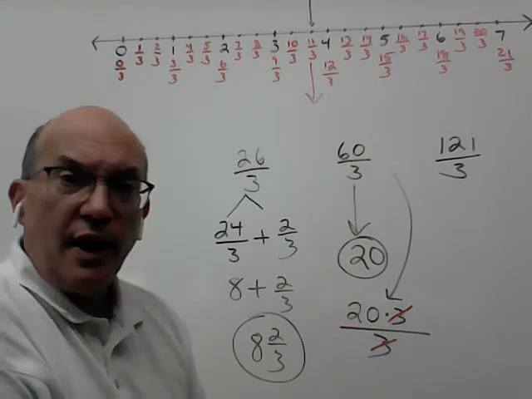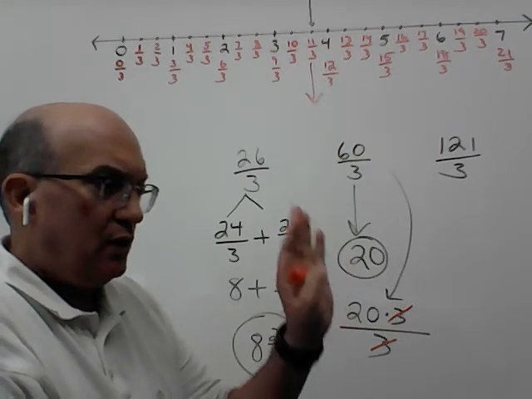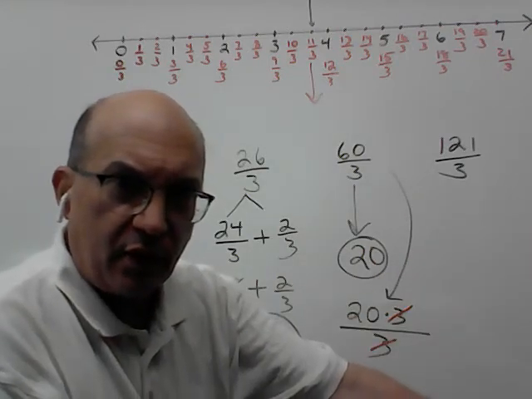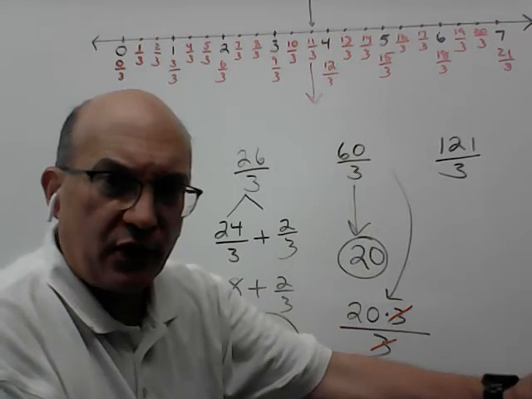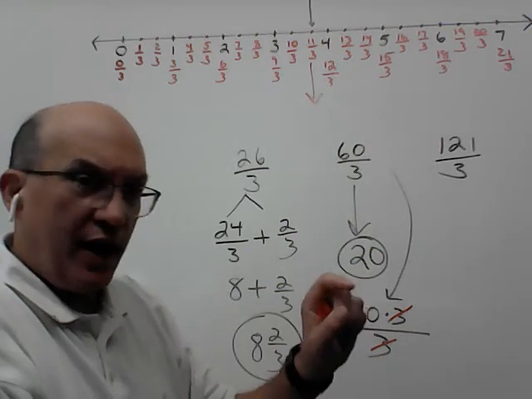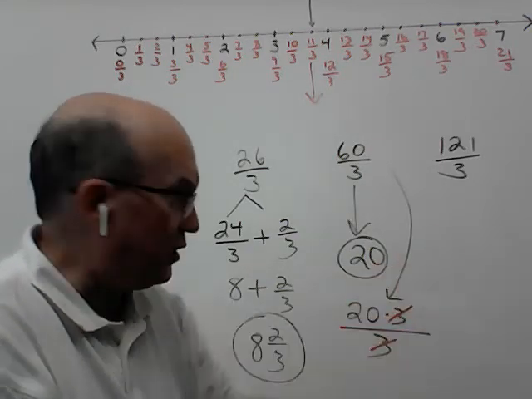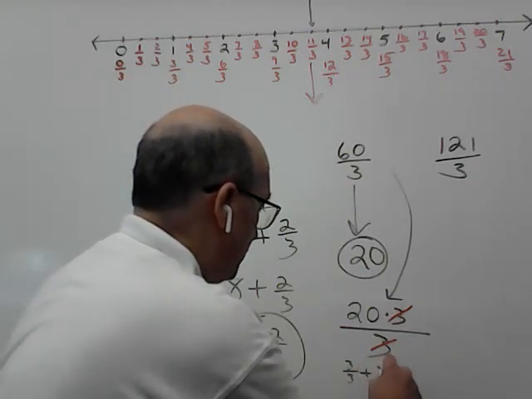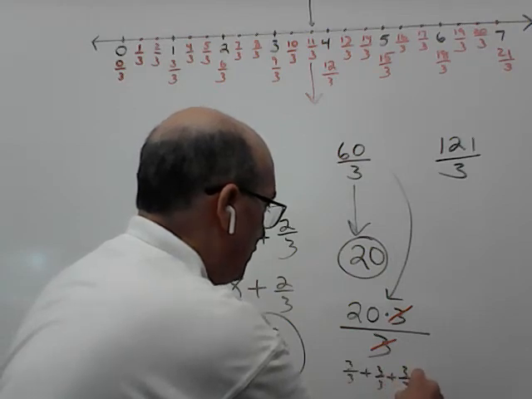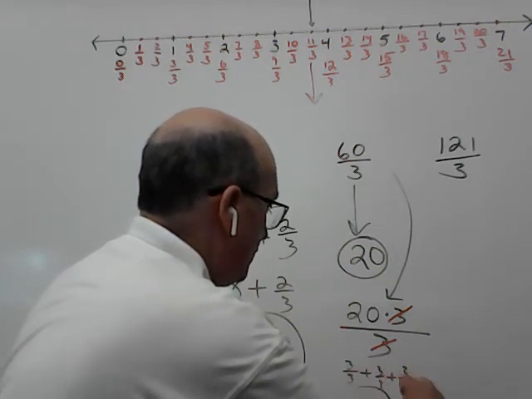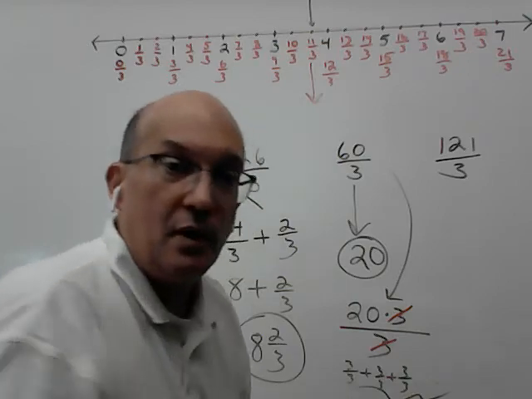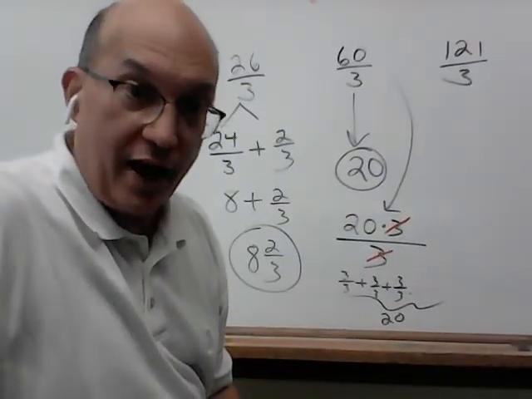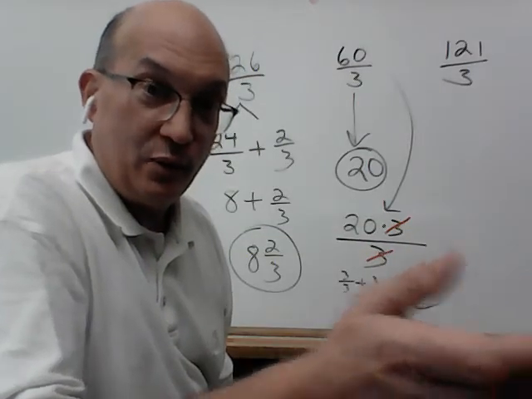60/3 is 20. In terms of the number line, just think 3/3 plus 3/3 plus 3/3 plus 3/3. We're adding 1 each time there. So if we add 20 of those 3/3, 3/3 plus 3/3 plus 3/3, dot, dot, dot, and there are going to be 20 of them. Well, each of those 3/3 is 1. So we're adding 20 ones together, which of course is 20.